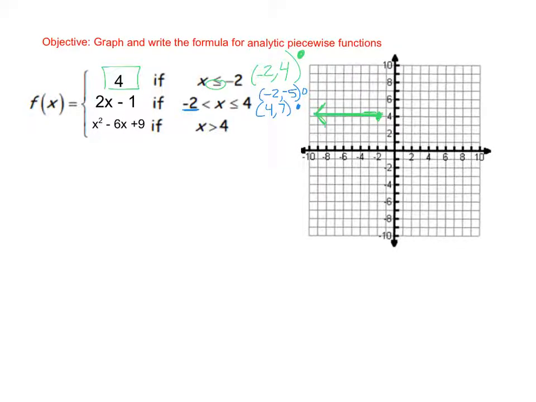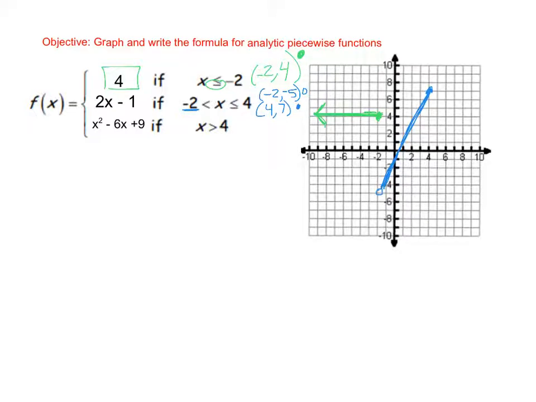So I'm going to plot those 2 points. -2, -5 has an open circle. And 4, 7 has a closed circle. Now, what kind of graph is this? It is a line. So a line, I'm not even going to plot the points. I'm just going to connect the dots in my terrible graph. Use a ruler if you have one. Don't be like me.